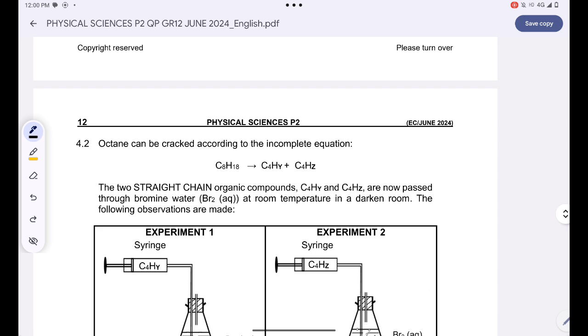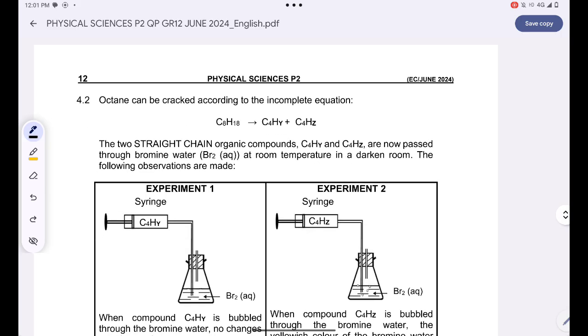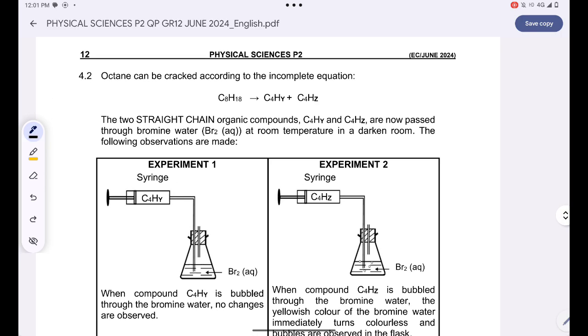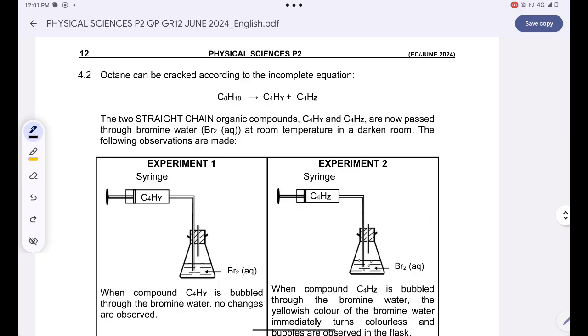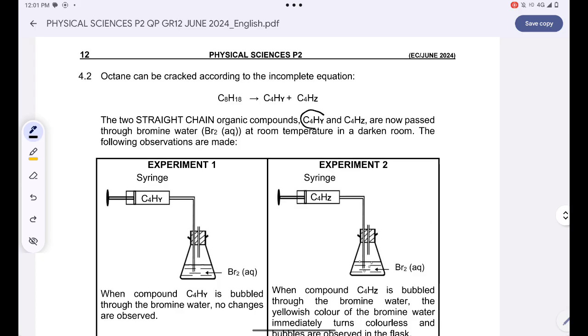Okay, and then now you're told that octane can be cracked according to the following incomplete equation. We are told that the two straight chain organic compounds, C4Hy and C4Hz, are now passed through bromine water at room temperature in a dark room. The following observations are made.